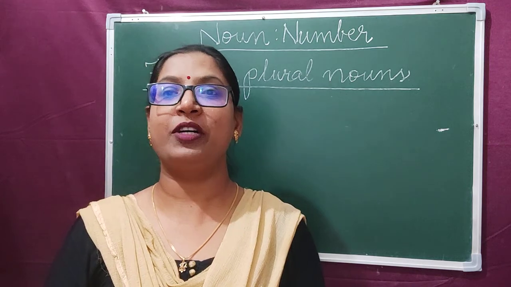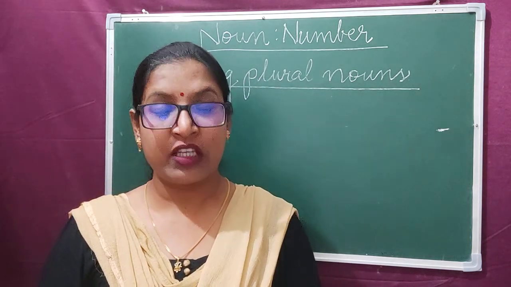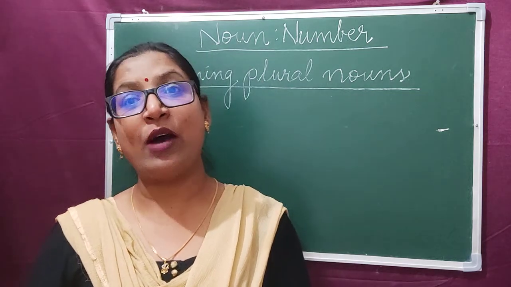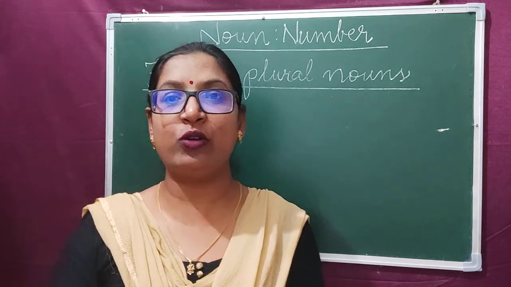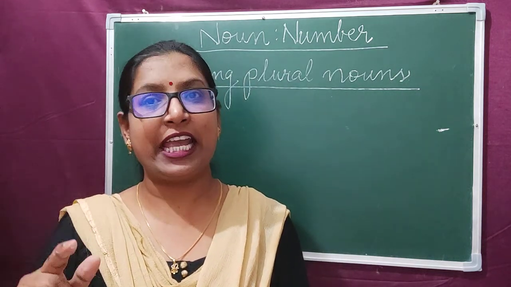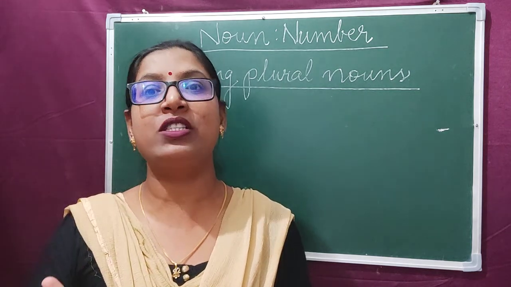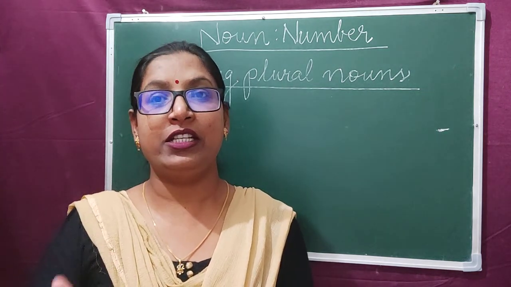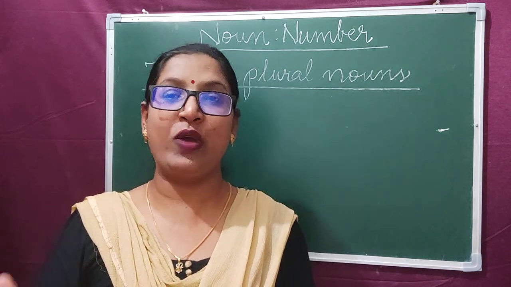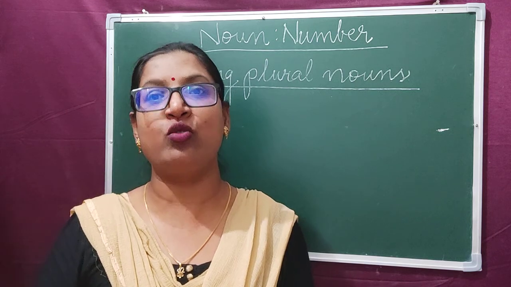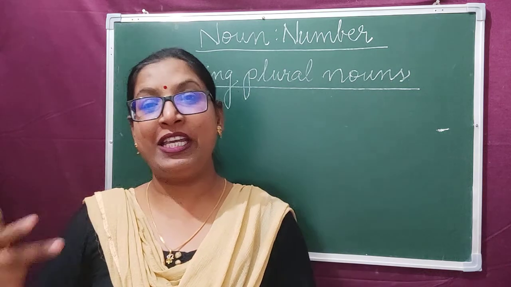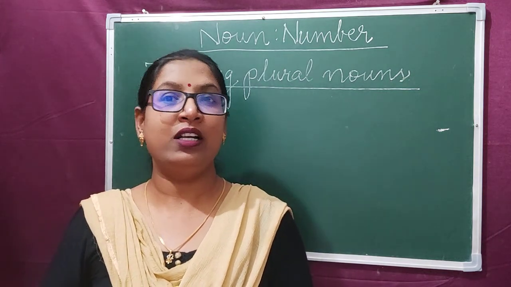Be ready with page number 18 of your book. If you remember, in the previous class, we studied that nouns can be either singular or plural in number. When a noun indicates one person or thing, it is said that the noun is singular in number, and when it indicates or points out more than one person or thing, it means it is a plural noun.